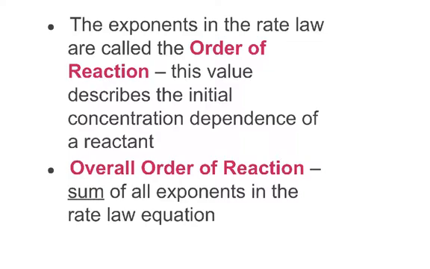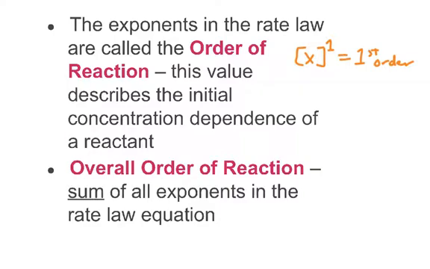The exponents in the rate law are called the order of reaction. So for instance, if I had ingredient X raised to the 1, I would say that this is first order in terms of its reaction, in terms of its concentration rate relationship. If the exponent was 2, I would call that second order. The overall order of reaction is just the sum of all the exponents together.